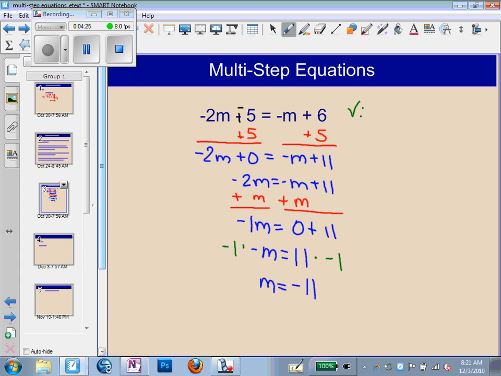So we replace m with negative 11, so it's negative 2 times negative 11 minus 5 should equal the opposite of m. So the opposite of negative 11 is positive 11 plus 6. So we're going to double check and make sure that works. So negative 2 times negative 11 is positive 22 plus negative 5 should equal 17, and it does. That's a true statement. So we know that we have the correct answer.